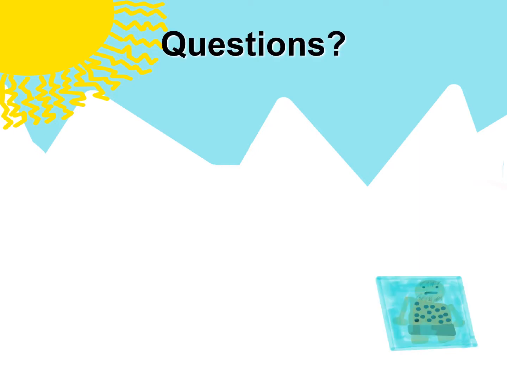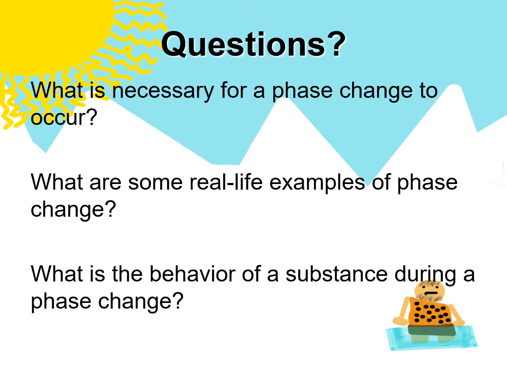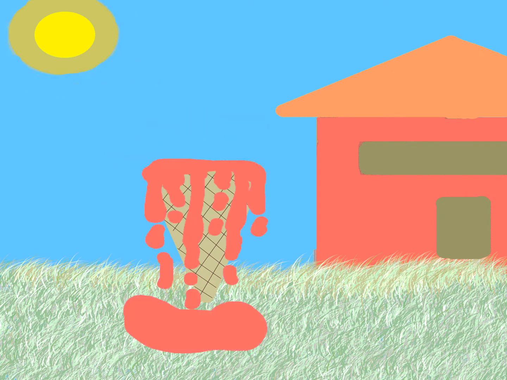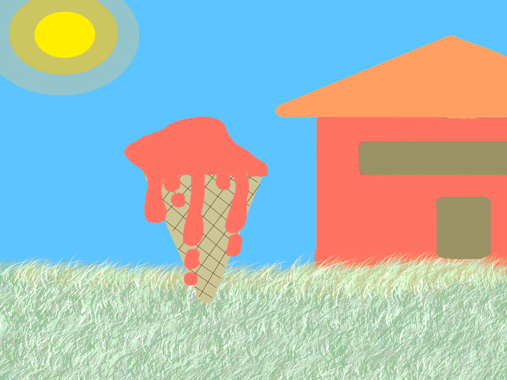How is our game? Did you guess all the pictures? Great! But before that, I have a question for you. First, what is necessary for a phase change to occur? Second, what are some real-life examples of phase change? And the last one is, what is the behavior of a substance during a phase change? Have you answered any of the questions? Wow, very good, class. What are the two words that are common among the questions? What's that again? Very good.